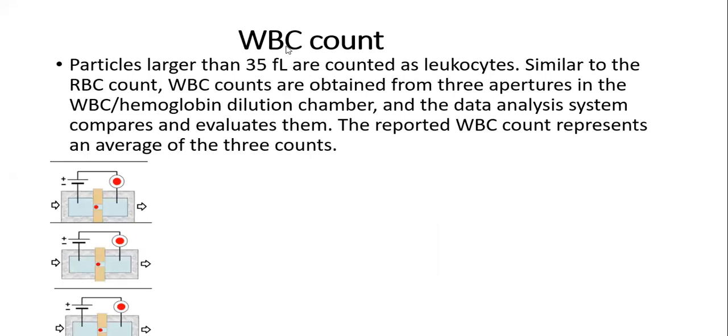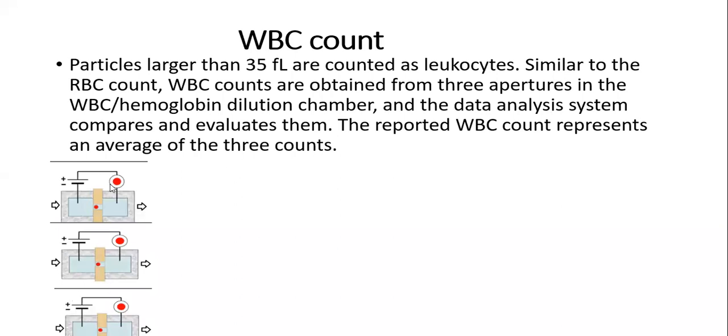So in every machine, all the particles which are larger than 35 femtoliters are counted as leukocytes. Now, students, you understand how the impedance is working on the size of the different cells. So 0 to 20 femtoliter cell size will be taken as platelets. 20 to 35 femtoliter size will be taken as RBC, and all the cells which are more than 35 femtoliters will be counted as WBC. The same principle is working to separate the platelet, the RBC, and the WBC.